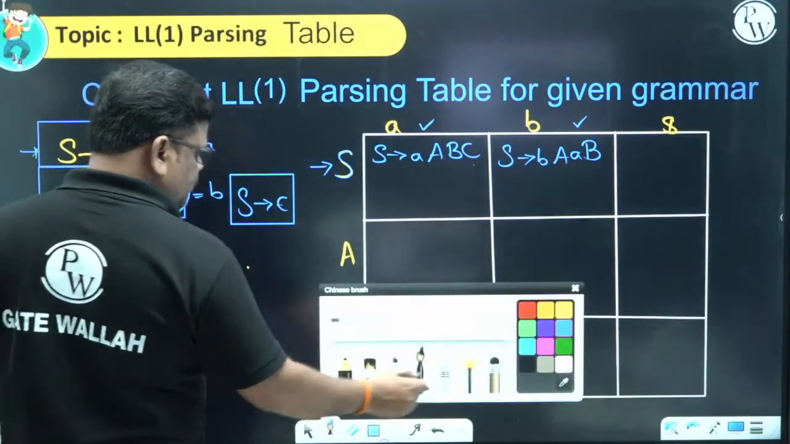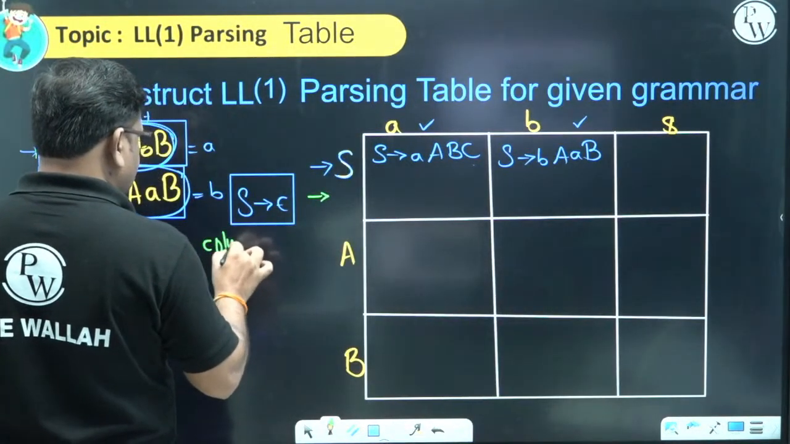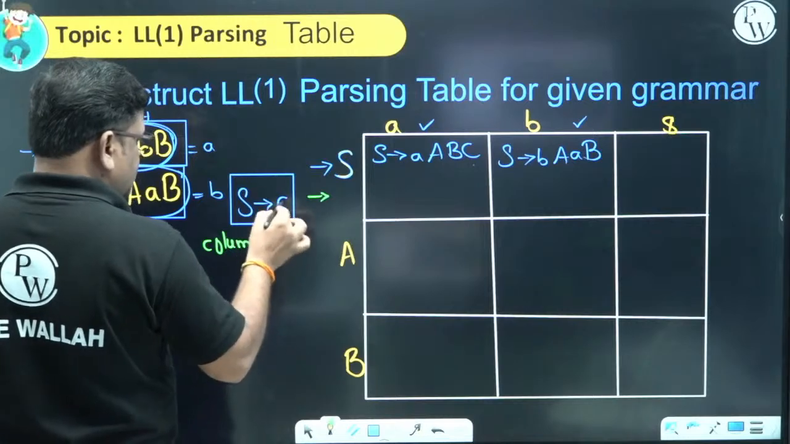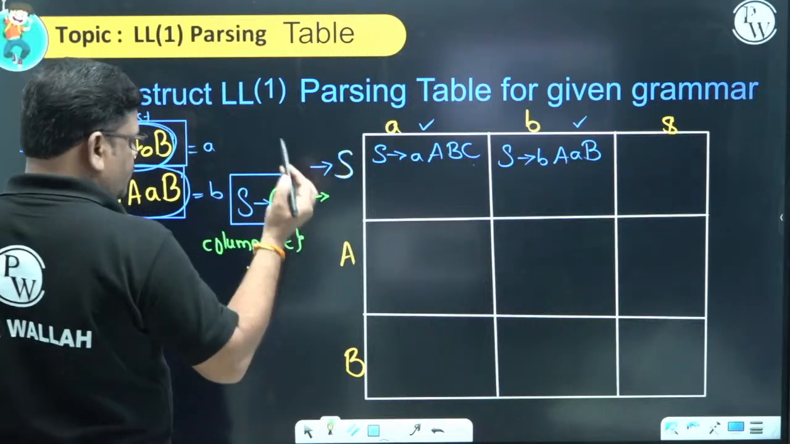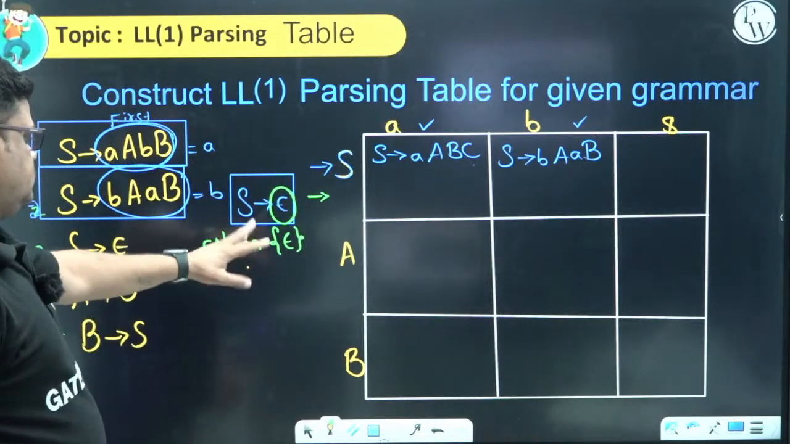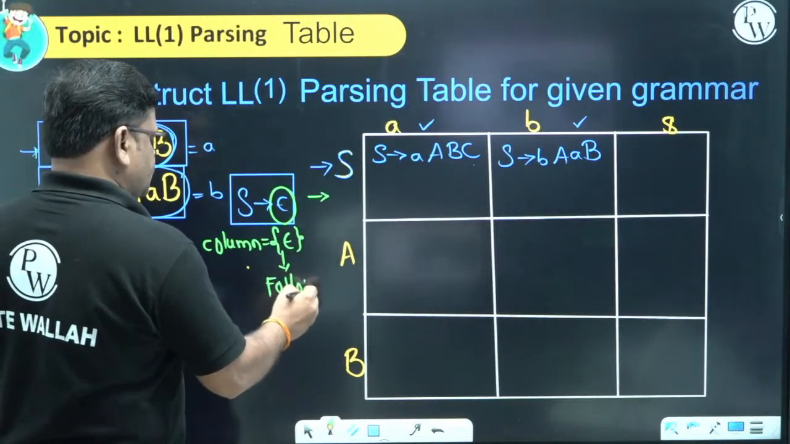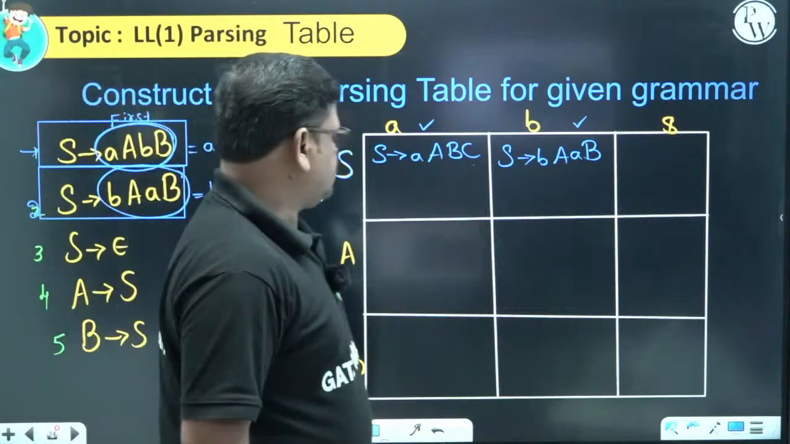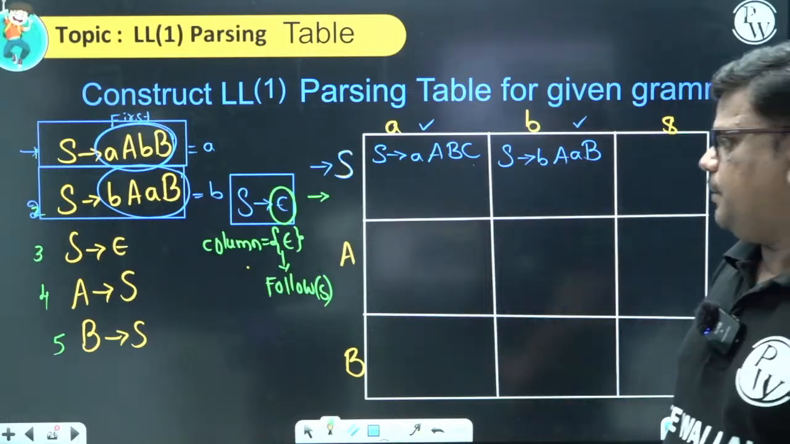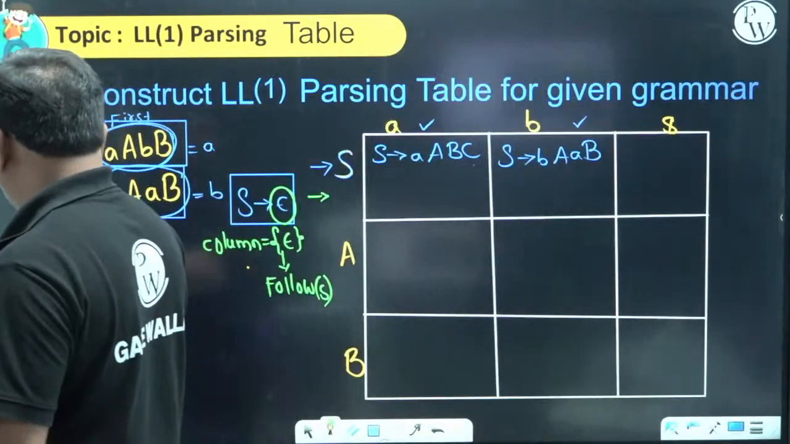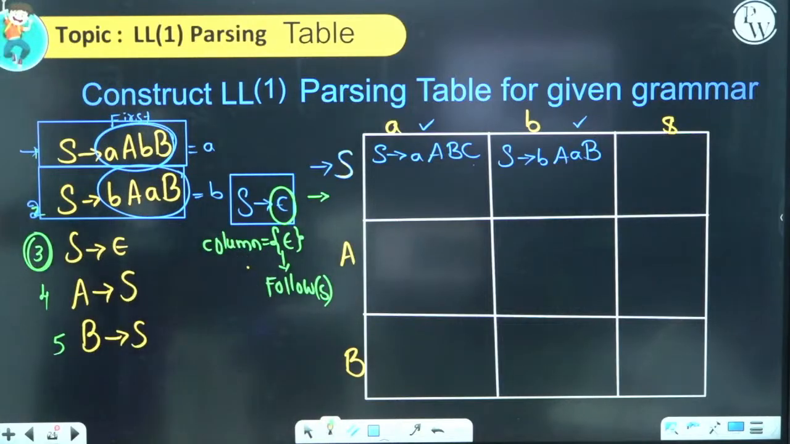The row for this one is S, the row is already there. The column of this one is equal to the first of this part, that is epsilon. Whenever we are getting epsilon, we have to go for follow of S. So based on this, in which column positions do we have to place this S gives epsilon production? For the third production, in how many places do we have to give it? Can you please try from your end?